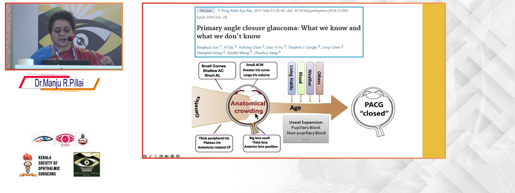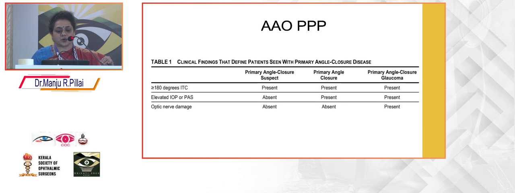There could be anatomical crowding, thicker peripheral iris, plateau iris, and anteriorly rotated ciliary processes, big lens vault, thick lens, and anterior lens position. And according to age, living habit, mood, weather, and others, they can have narrow angles, which can lead later to angle closure glaucoma. Uveal expansion can also cause a pupillary block or a non-pupillary block.